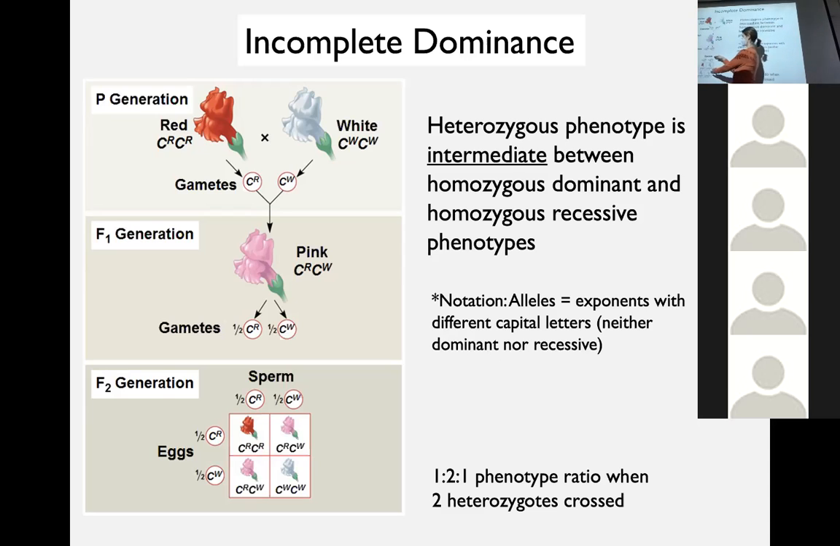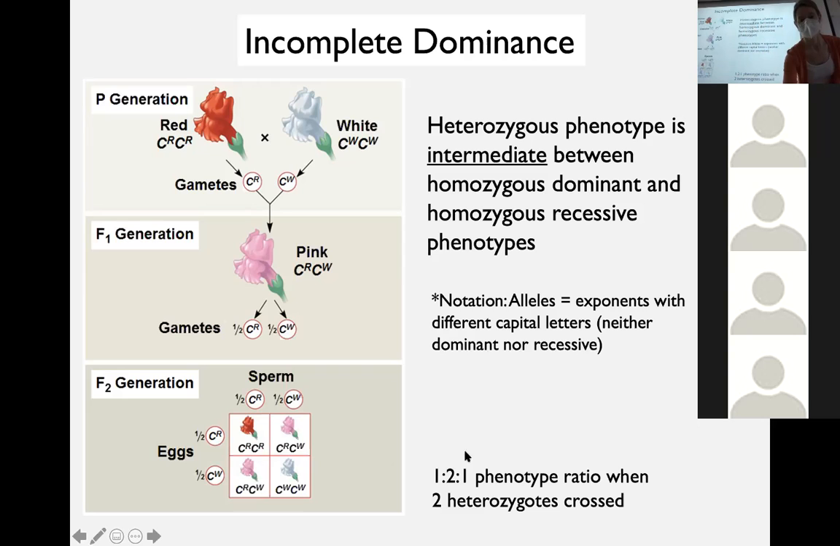So here, if we look at this cross, we have two CR gametes coming together. So that's going to make a red flower. And then we have this heterozygous combo, CR and CW. We have two of them coming together. So we'll have two pinks. And then we'll have one with two white alleles, so homozygous for white. So now our phenotype ratio, it's not 3-to-1 anymore, like it was with the complete dominance situation. We have 1 red to 2 pink to 1 white. So that's going to be our 1-to-2-to-1 phenotype ratio.